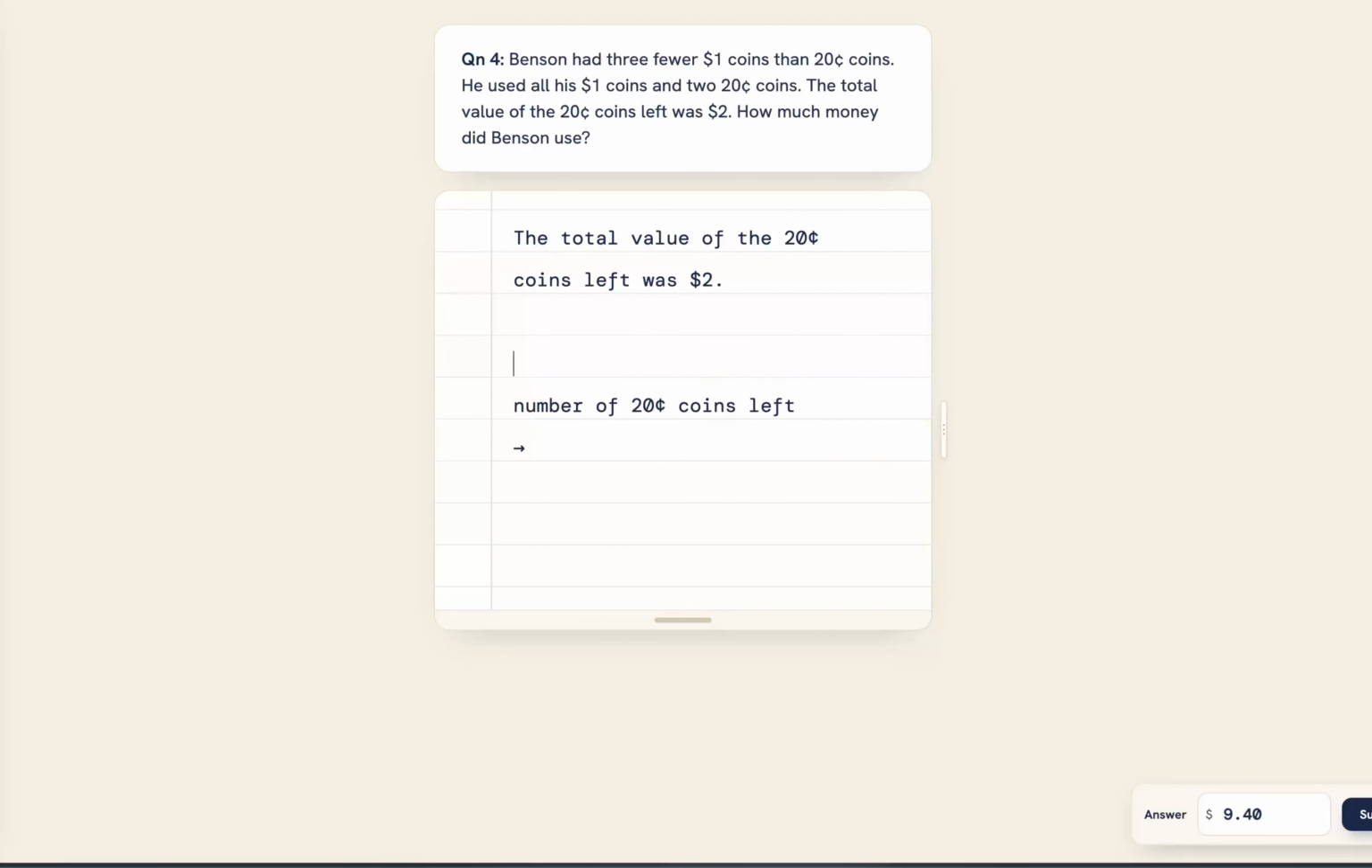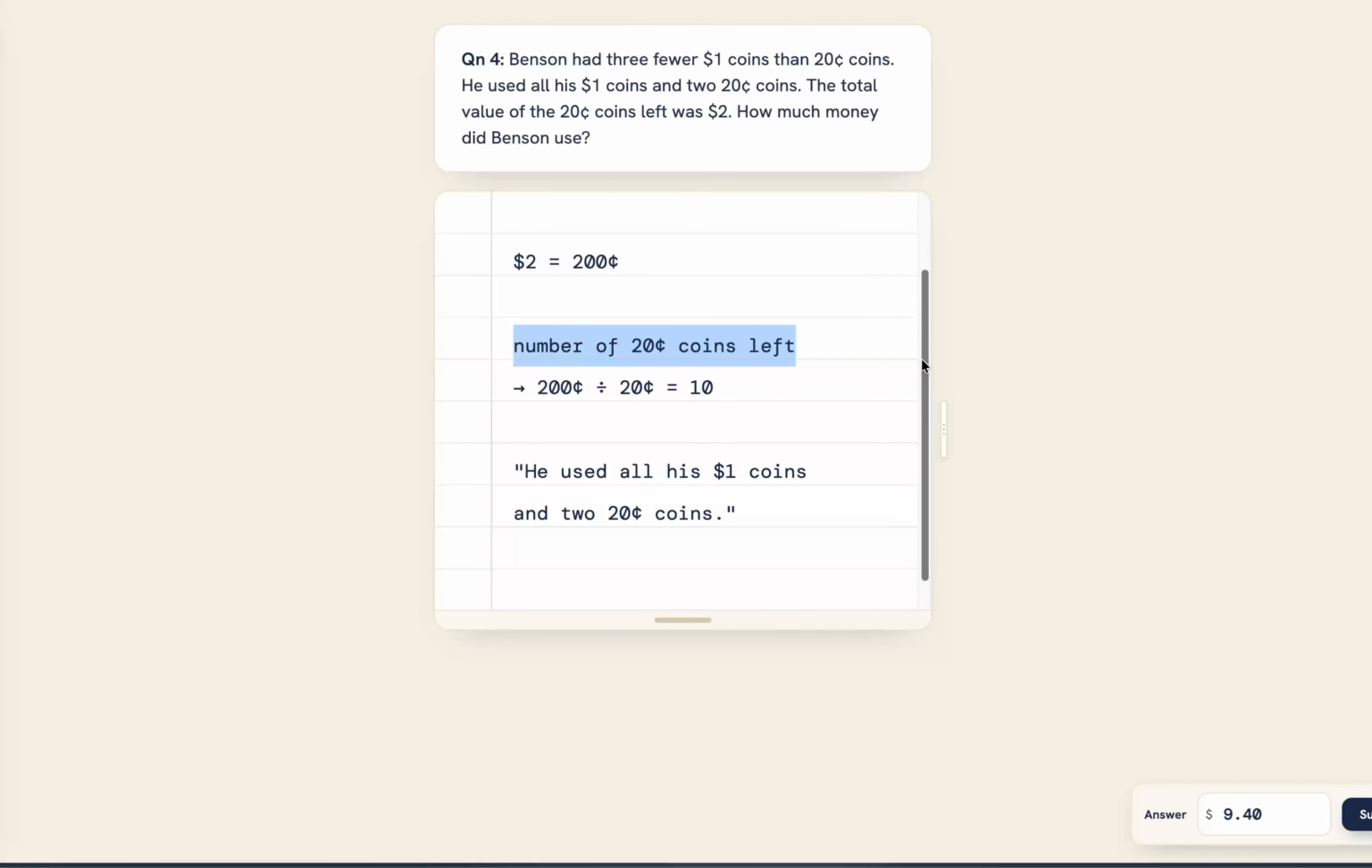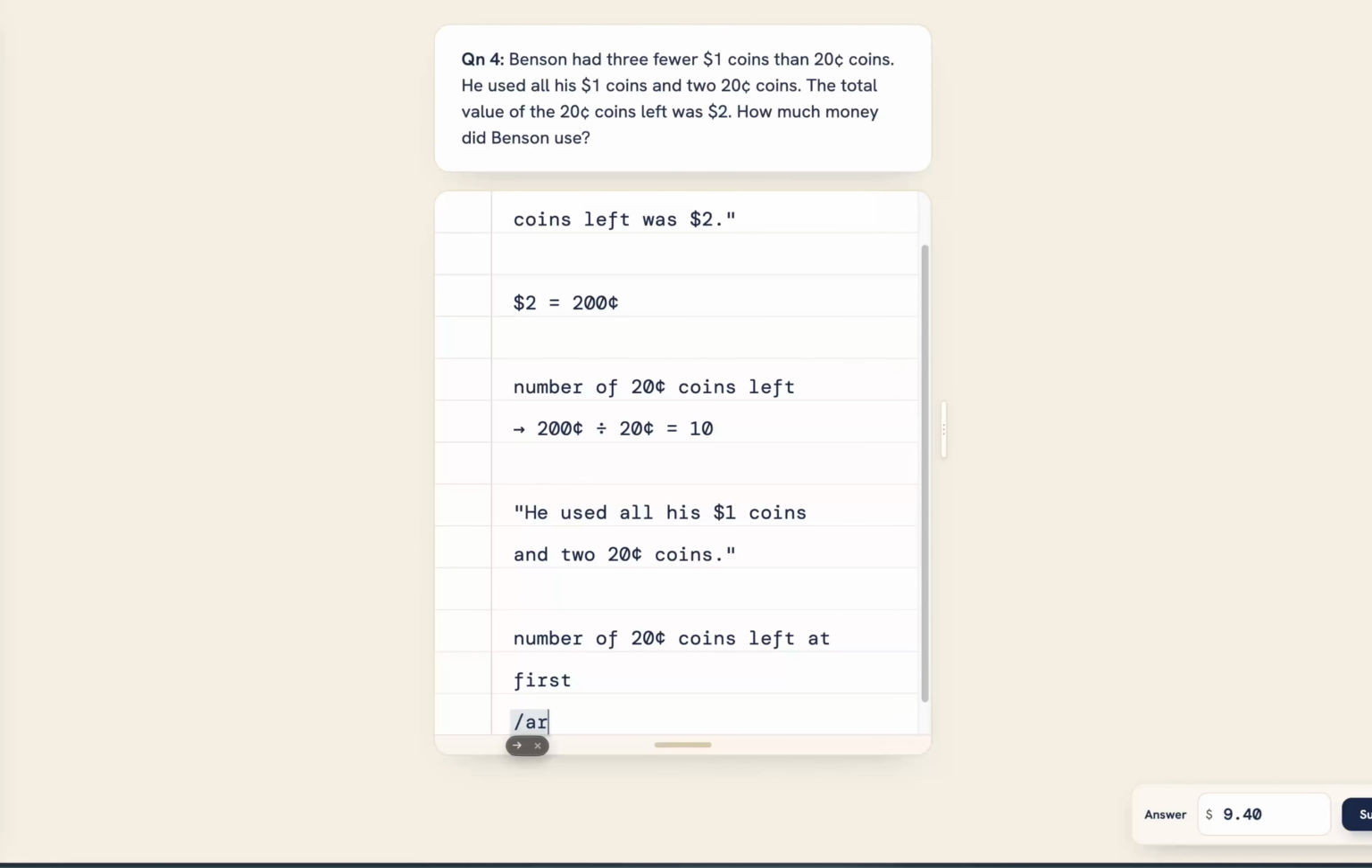It's basically, before that, we need to convert $2 to 200 cents. So 200 cents divided by 20 cents will give us 10. Then the next statement, he used all of his $1 coins and two 20-cent coins. The number of 20-cent coins at first is basically 10 plus 2, which is 12.